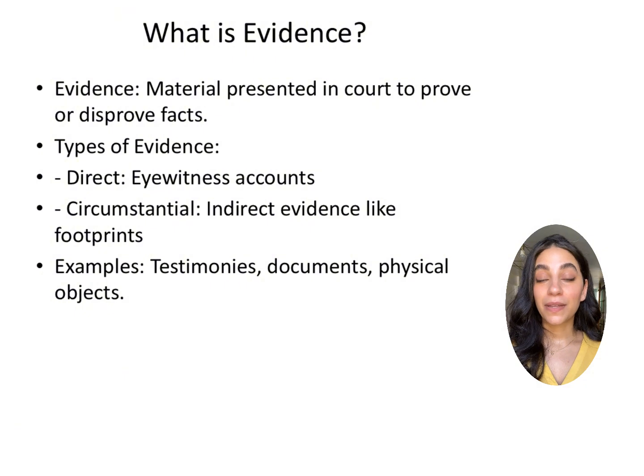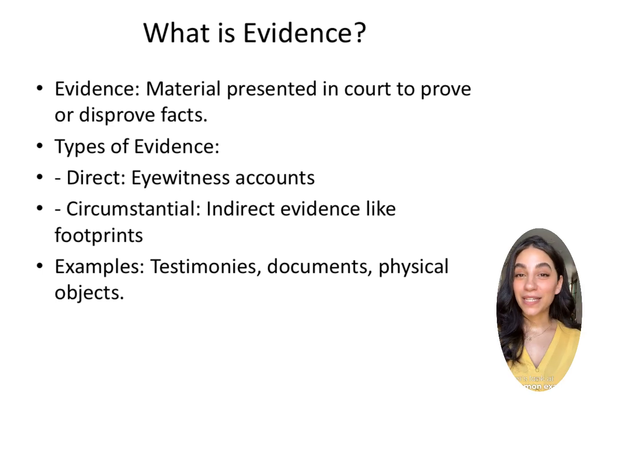There are two main types of evidence: direct evidence and circumstantial evidence. Direct evidence is straightforward. It directly proves a fact. For example, if an eyewitness testifies that they saw a suspect commit a robbery, that's direct evidence. On the other hand, circumstantial evidence is indirect. It requires some reasoning to connect it to a fact. For example, if a suspect's footprints are found near the scene of the crime, that's circumstantial evidence. It suggests the suspect might have been there, but it doesn't directly prove it.